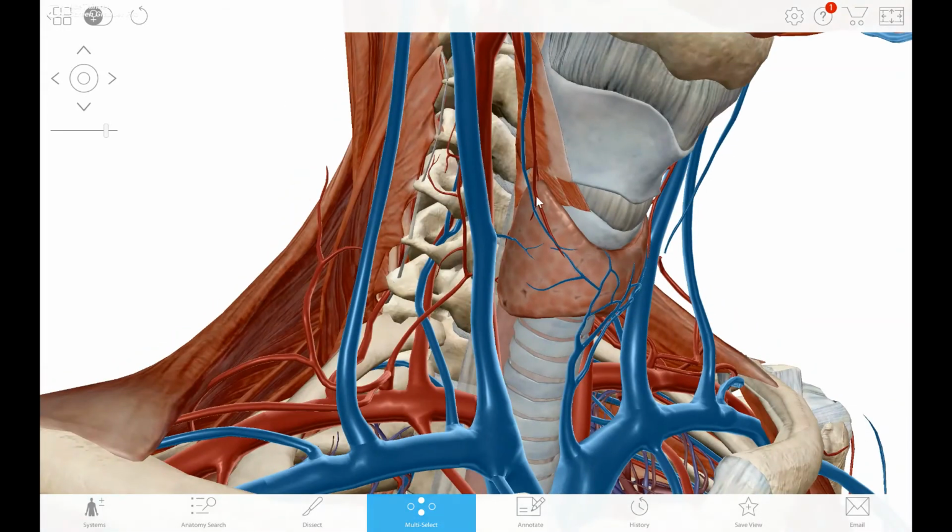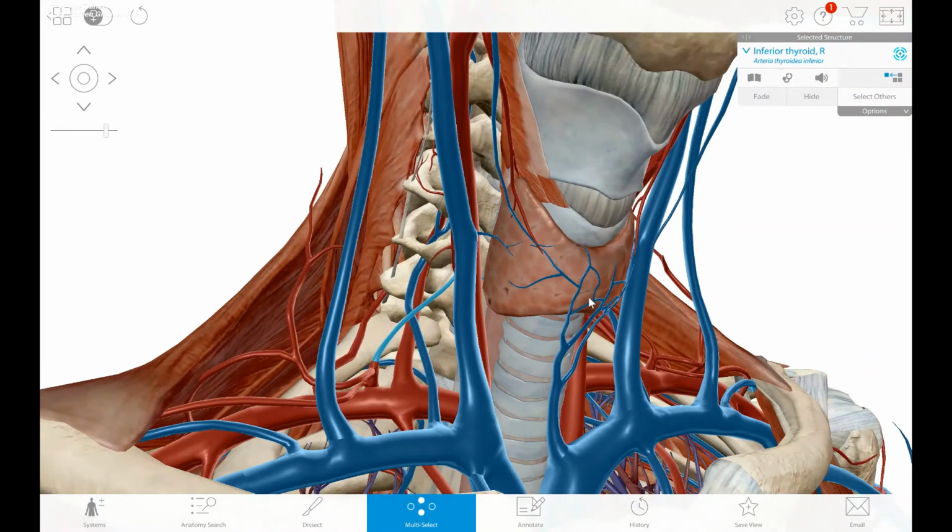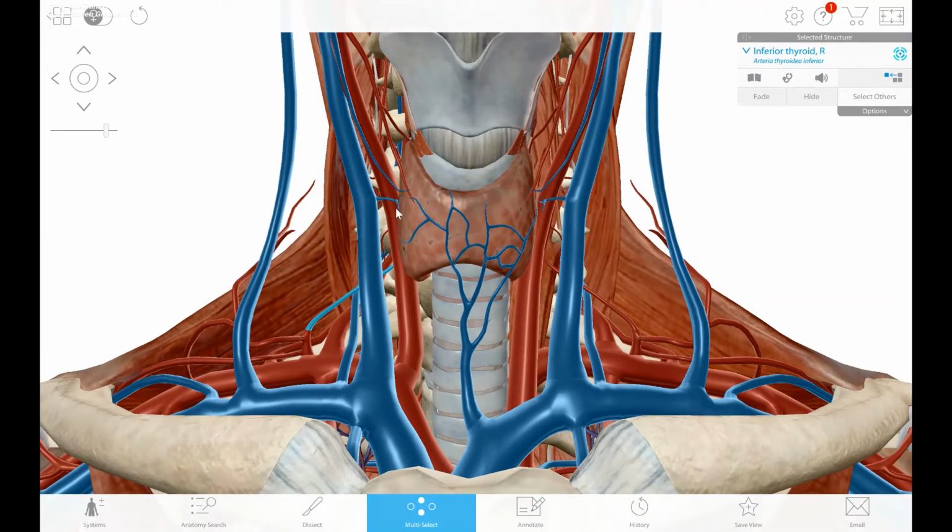Now let's look at the blood vessels of the thyroid gland. The superior and inferior thyroid arteries supply the thyroid with blood. The thyroid plexus of veins drains blood from the thyroid into the superior, middle, and inferior thyroid veins.